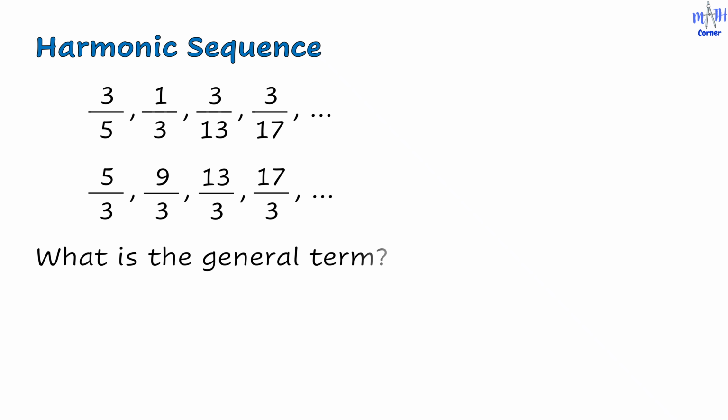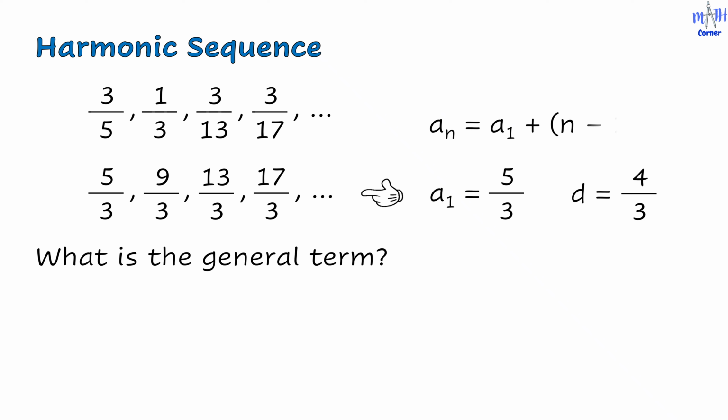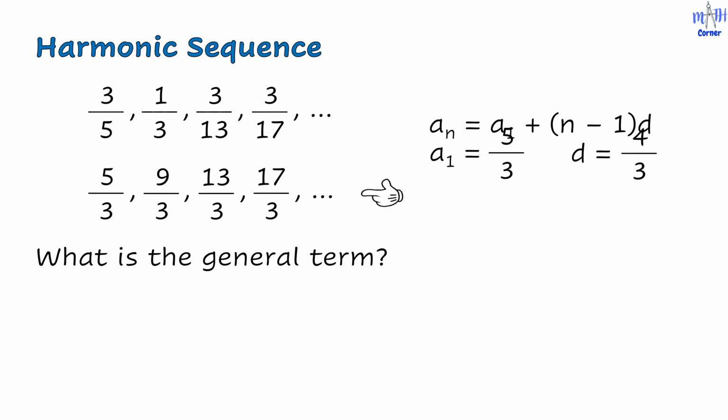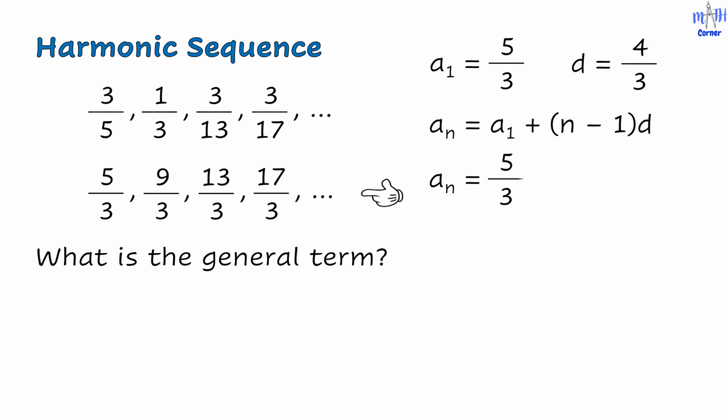What if we are asked to determine the general term? Let's find a formula for the sequence. Let's look at the reciprocals form. We need to identify the pattern. The first term is 5 over 3. And the common difference is 4 over 3. Let's now use the general formula for arithmetic sequence. A sub n equals a sub 1 plus quantity n minus 1 times d. Substitute the given values. A sub n equals 5 over 3 plus quantity n minus 1 times 4 over 3.